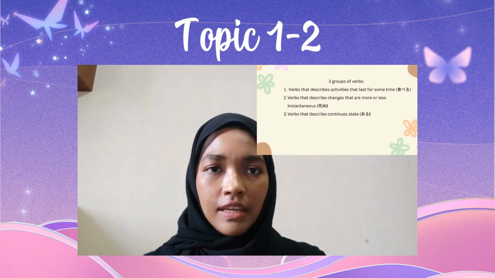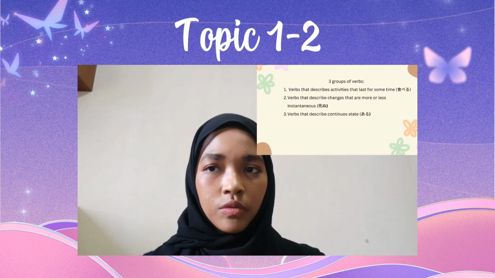Today, we will learn how to use verb te forms with the helping verb iru. Japanese verbs can be divided into 3 groups. The first group is verbs that describe activities that last for some time, for example, taberu. The second group is verbs that describe changes that are more or less instantaneous, for example, shinu. And the third group is verbs that describe a continuous state, for example, aru. Both verbs in the first group and the second group go with teiru. However, verbs in the third group, which describe states, do not go with teiru.